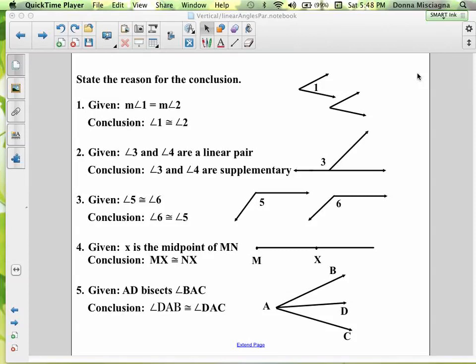So you have this in your notes. We're going to be stating some reasons for some conclusions. These are kind of like a really mini proof. Really, we're just going from one step to the other. So if you're given some information, what do you know must be true? When you're given information, it helps you know other things are true. That's why that given information is important.